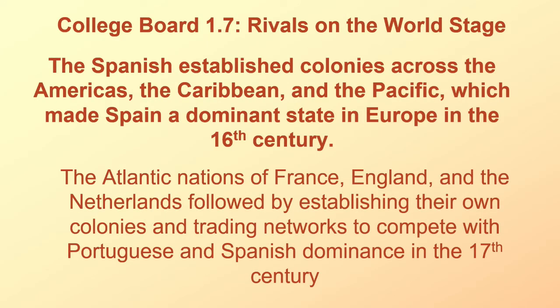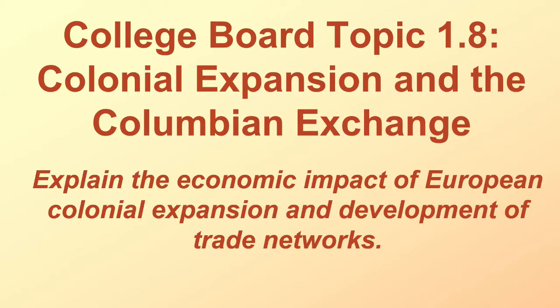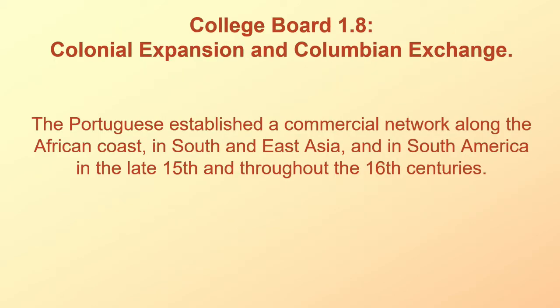The Spanish established colonies across the Americas, the Caribbean, and the Pacific, which made Spain a dominant state in Europe in the 16th century. The Atlantic nations of France, England, and the Netherlands followed by establishing their own colonies and trading networks to compete with Portuguese and Spanish dominance in the 17th century. So we'll see some of that. And then topic 1.8, colonial expansion and, this is huge, the Columbian Exchange. Explain the economic impact of European colonial expansion and the development of trade networks.